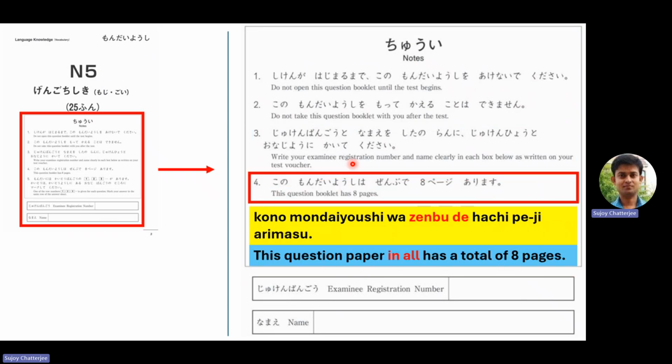The fourth point is kono mondai yoshi wa zenbu de 8 peiji arimasu. So this is easy to understand. Kono mondai yoshi means this question paper. Zenbu de means in all. Hachi peiji arimasu means has 8 pages. Peiji, this is in katakana because this is the English word page. So this question booklet or this question paper has total 8 pages. Kono mondai yoshi wa zenbu de 8 peiji arimasu.